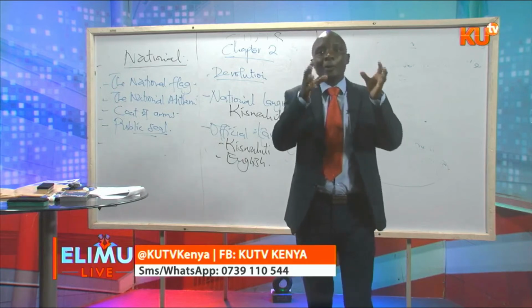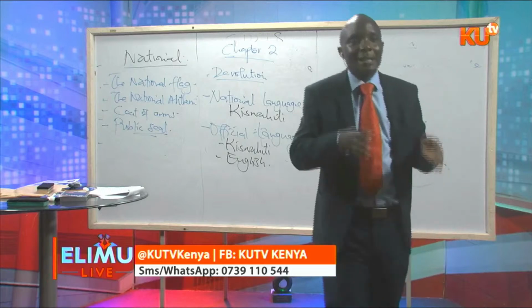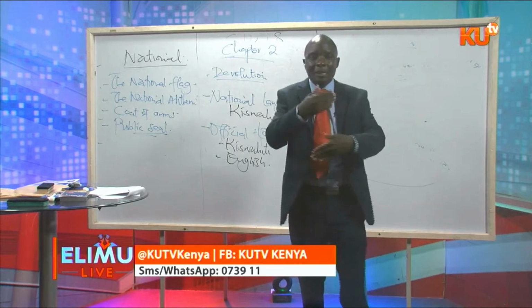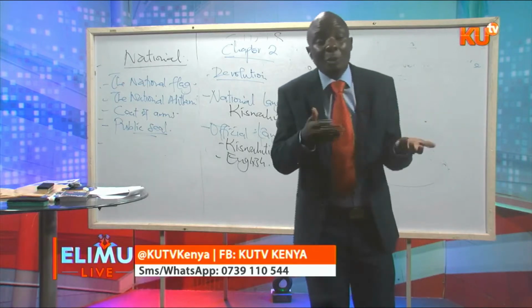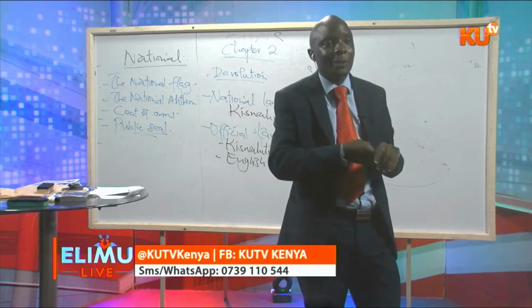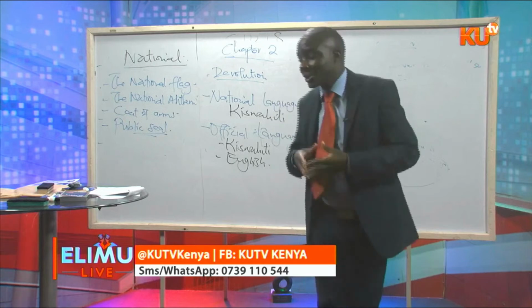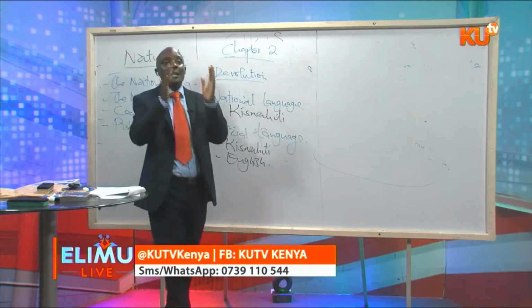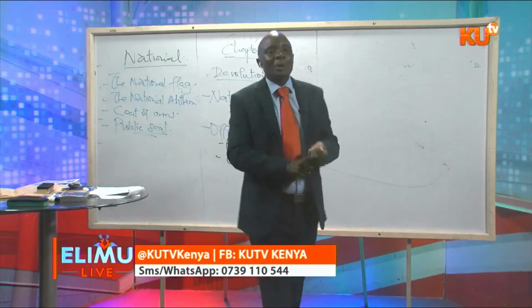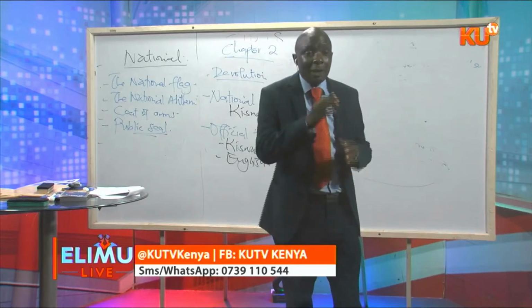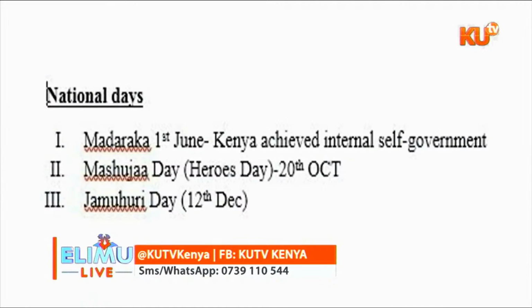So there are 3 national days that are constitutionally known, and they're found in chapter 2. Sometimes why I go slowly is that somebody can ask you which chapter we find this. Some examiner can ask you that. Which chapter of the constitution do we have the national days? They are 3. We have Madaraka Day. And by the way, when you talk about Madaraka Day, it happens on 1st June every year.